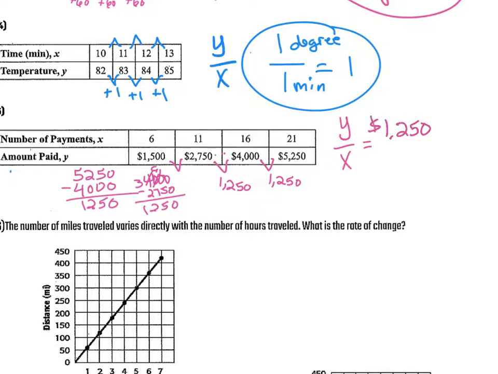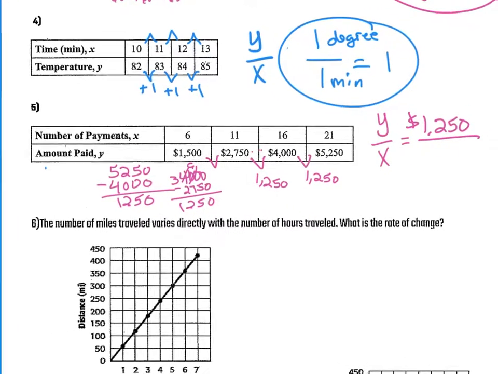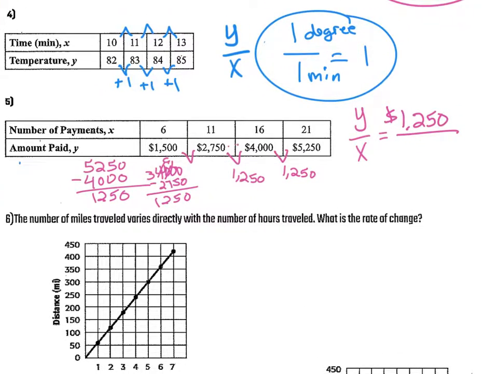So my change in y looks like it's 1,250, and that's talking about dollars, some money. The x value is talking about the number of payments. So 6 to 11, the change is 5. 11 to 16, the change is 5.